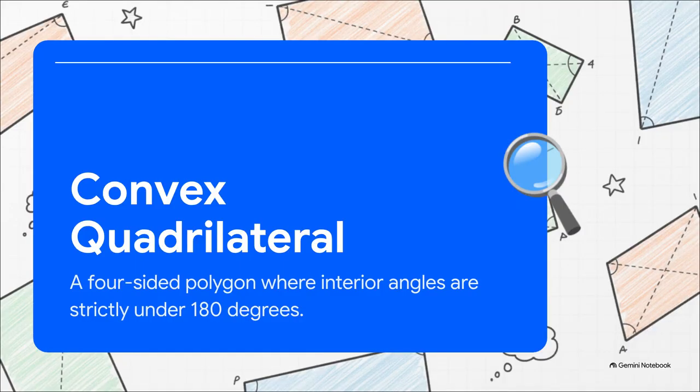But before we build the house, we gotta know what lot we're building on. So technically speaking, a parallelogram is strictly defined as a convex quadrilateral. Now, quadrilateral just means it has 4 sides. Simple enough. And convex, that just means it doesn't cave in on itself. Every single interior corner pushes outward, which keeps all the internal angles strictly under 180 degrees. So this is our base category. It's the canvas we're working on today.